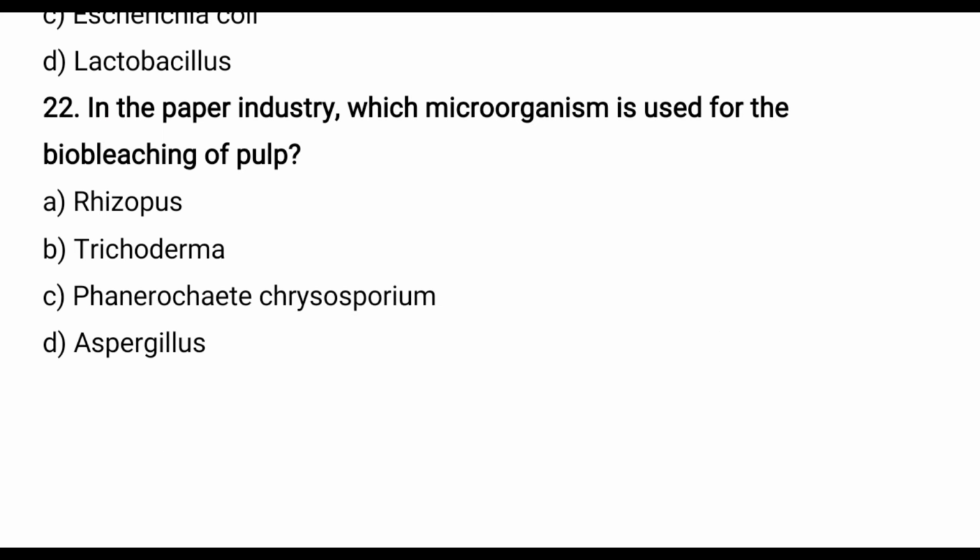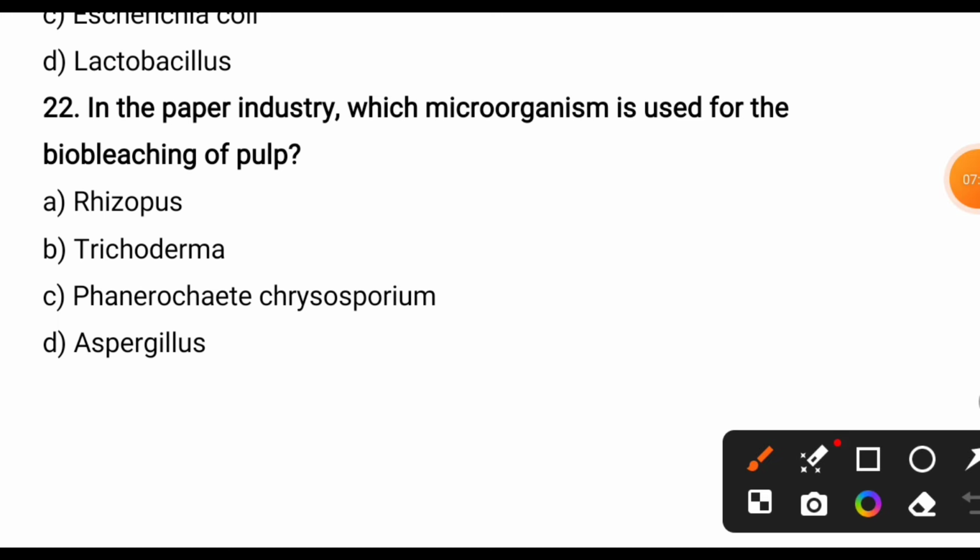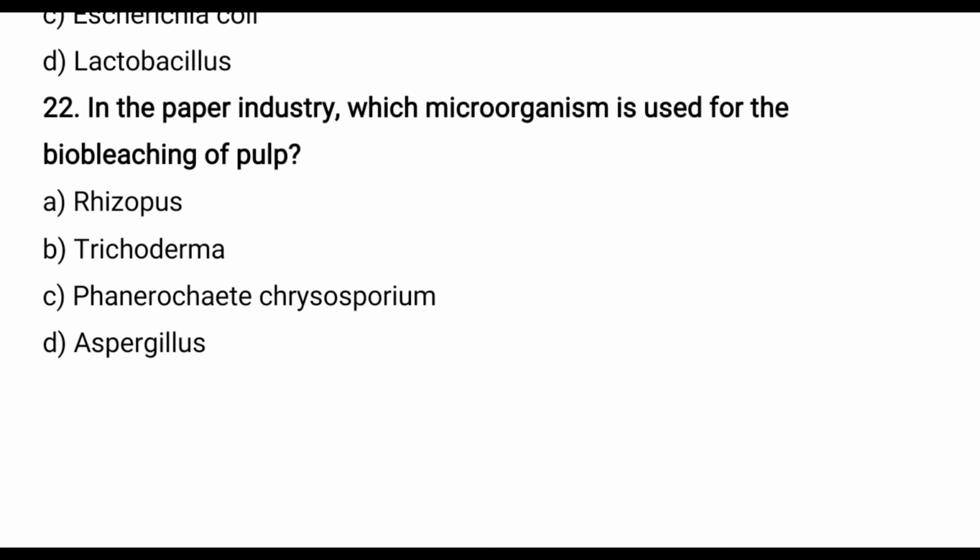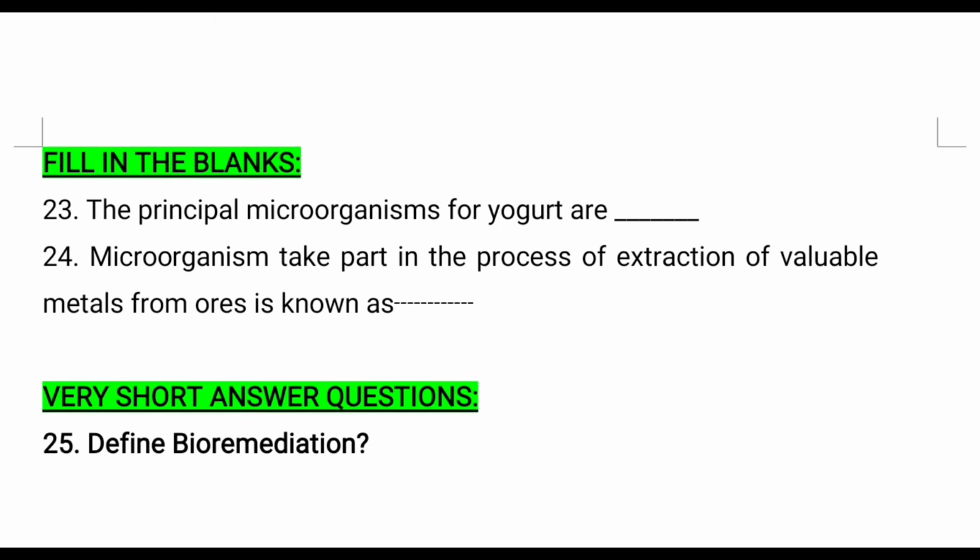Let's see the next question. In the paper industry, which microorganism is used for the bio-bleaching of pulp? Options are Rhizopus, Trichoderma, Phanerochaete chrysosporium, Aspergillus. Yes, for this, the correct answer is Phanerochaete chrysosporium, which is used in the paper industry for bio-bleaching of pulp. Let's see the next category of questions.